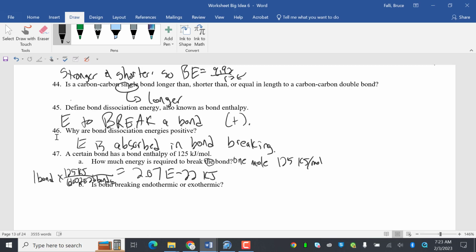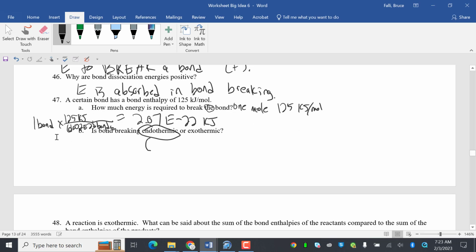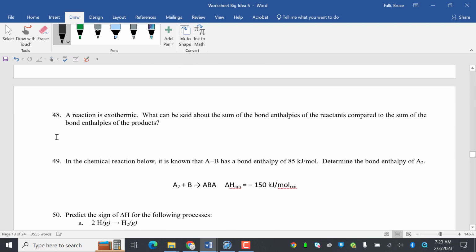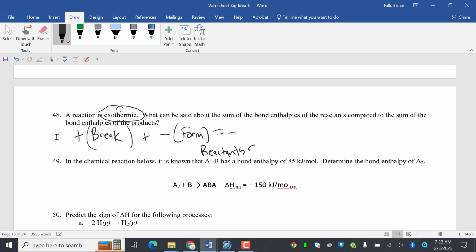Is bond breaking endothermic or exothermic? It's endothermic. A reaction is exothermic. What can be said about the bond enthalpies of the reactants compared to the products? Remember, what happens is you break, which is positive, and you're going to combine that with the negative, which is the ones that form. So if my overall answer is exothermic, that's going to be negative. What can be said about the sum of the bond enthalpies of the reactants compared to the sum of the bond enthalpies of the products? Reactants are less than products. Remember, these would be my reactants, these would be my products.